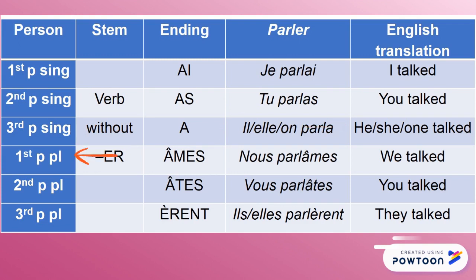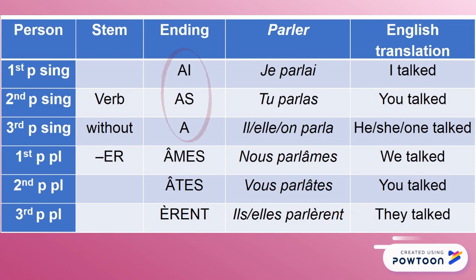First person plural, A with a circumflex accent, MES, nous parlâmes, we talked. Second person plural, A with a circumflex accent, TES, vous parlâtes, you talked. Third person plural, E with a grave accent, RENT, ils, elles parlèrent, they talked.